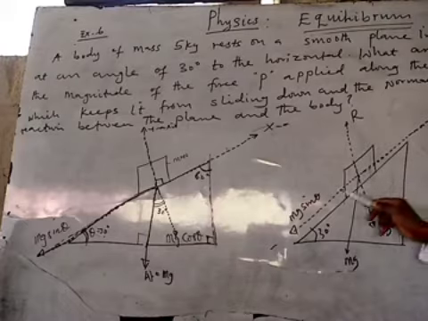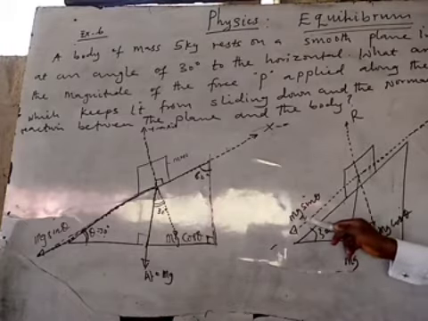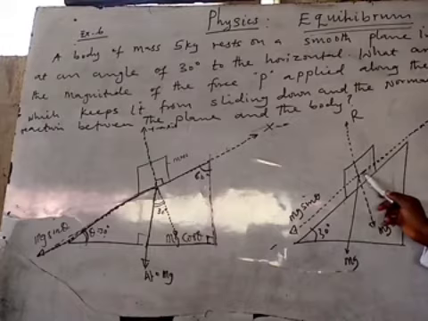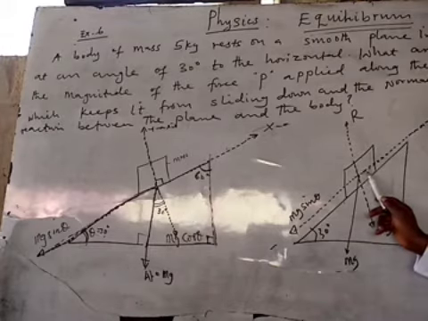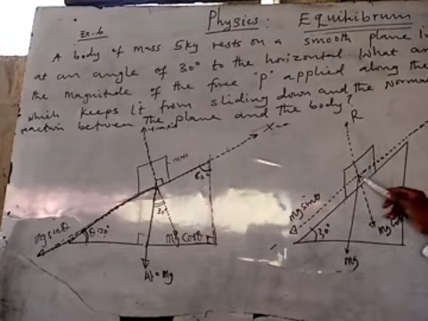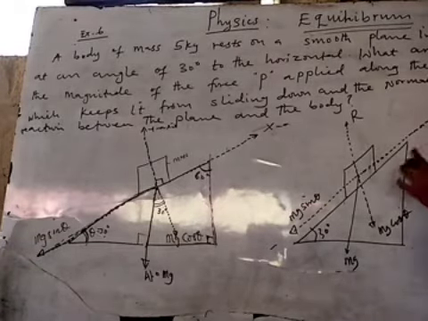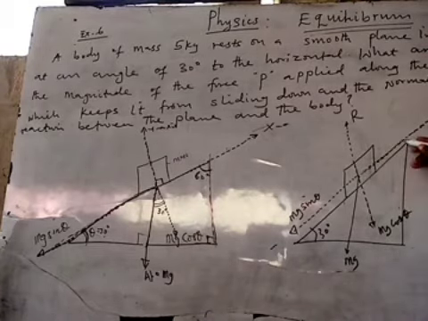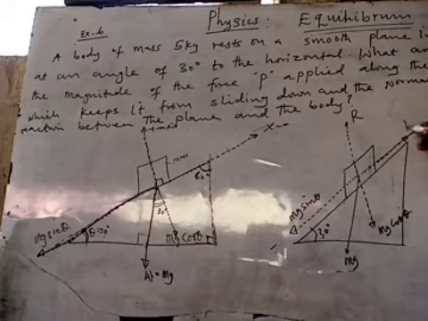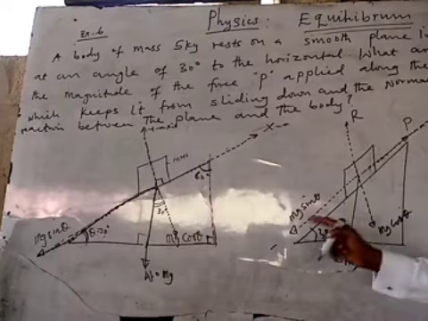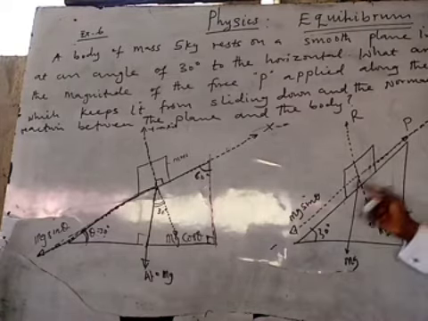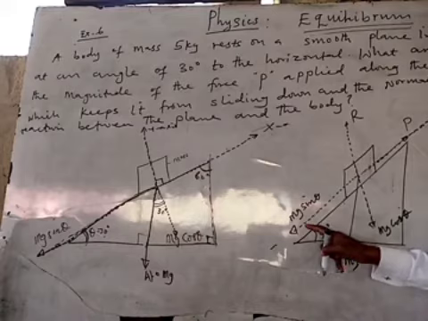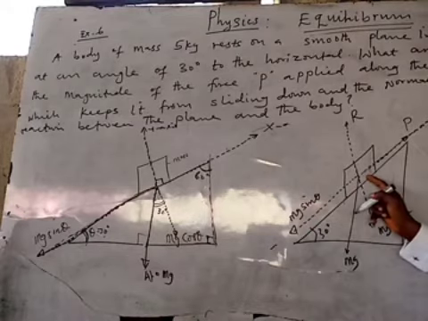Which is the horizontal component of the weight, given as mg sine theta, trying to pull this object downwards. To stop this body from rolling down, some force must be applied in the opposite direction. To stop it from sliding, assuming I applied an unknown force, let's say P, so as to prevent this body from sliding due to the horizontal component of gravity acting on this mass.